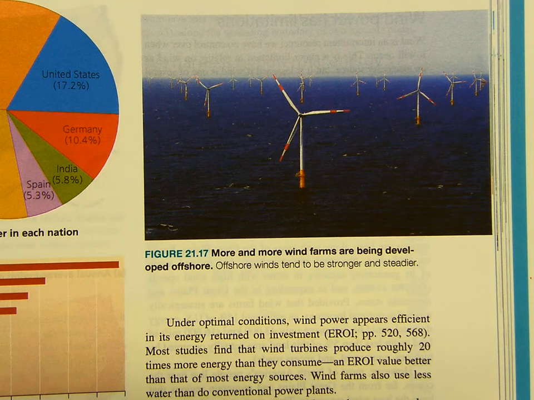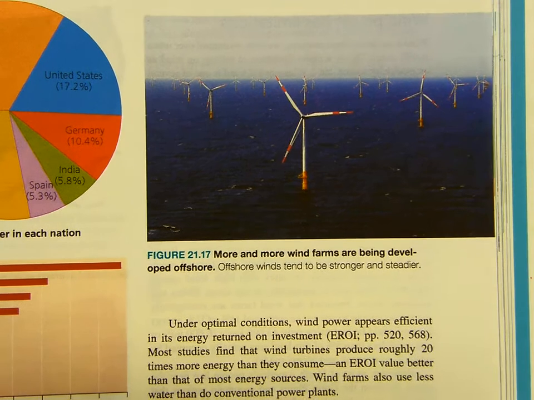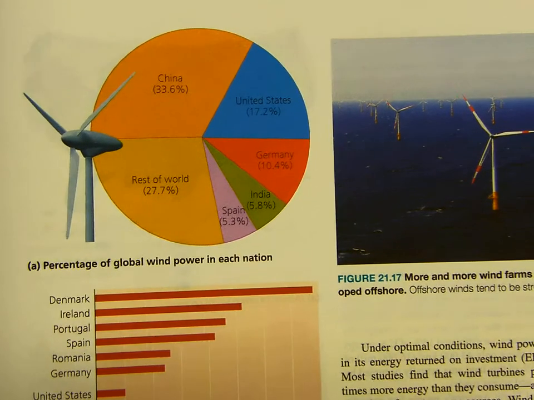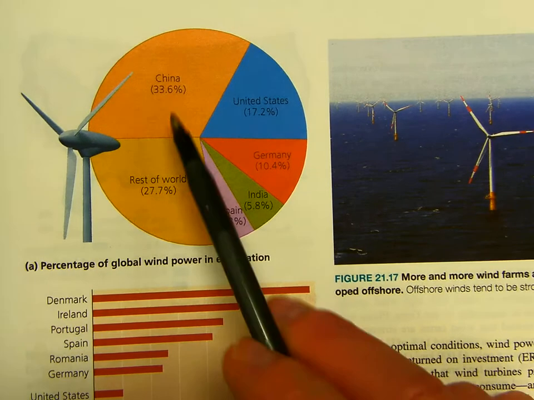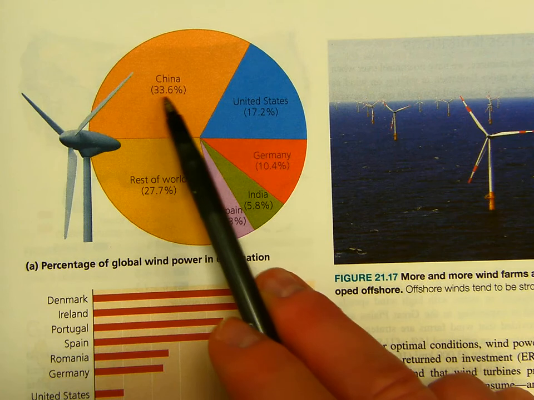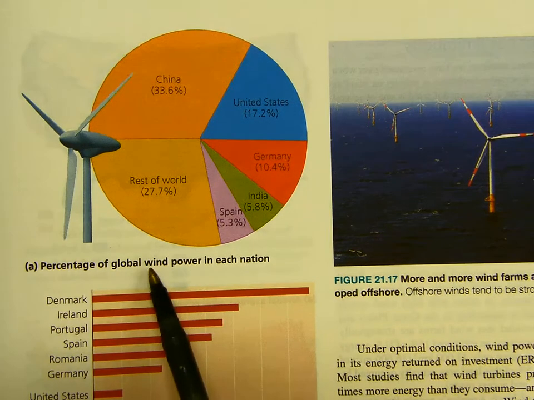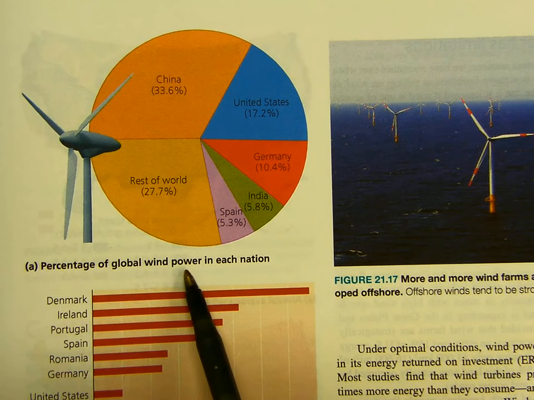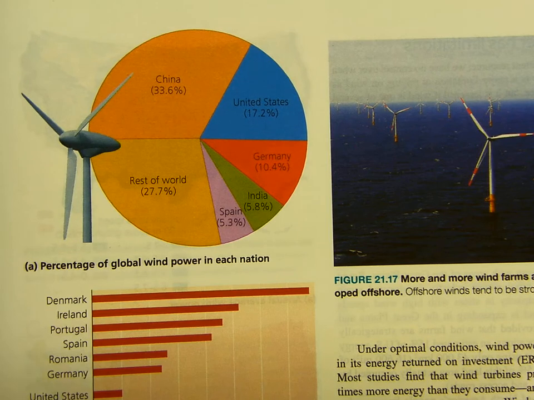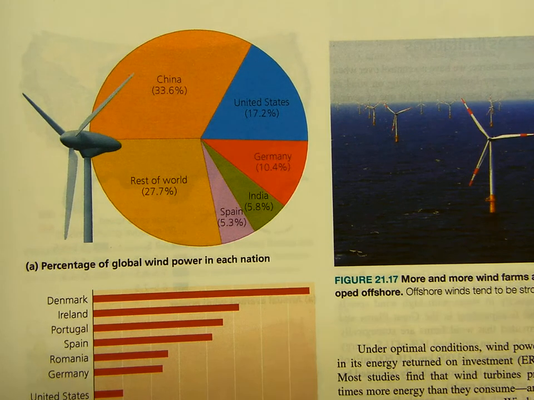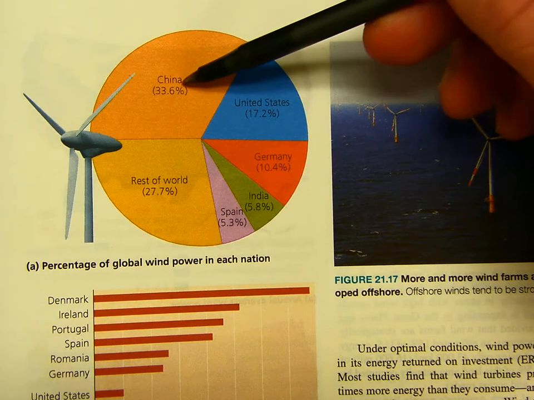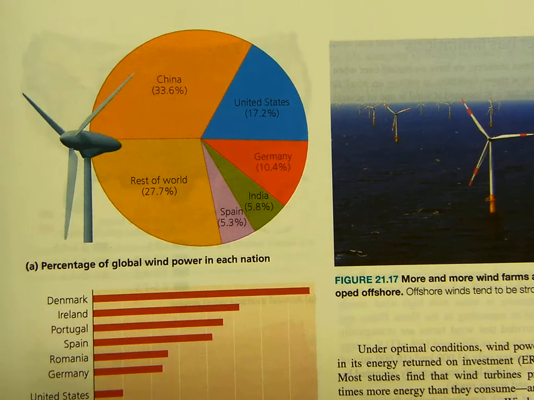That's on page 593. Then the percentage of wind power by each nation, I like this part. You can see China is actually leading the way with this. So 33% of their energy is from wind, and that's it. Okay, they do a really good job there. Oh, I'm sorry, it's the percentage of global wind power in each nation. So 33% of the global wind is coming from China. I'm sorry, I misread that.